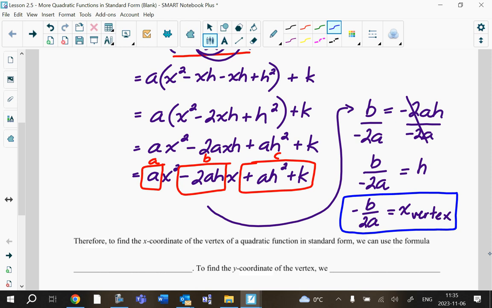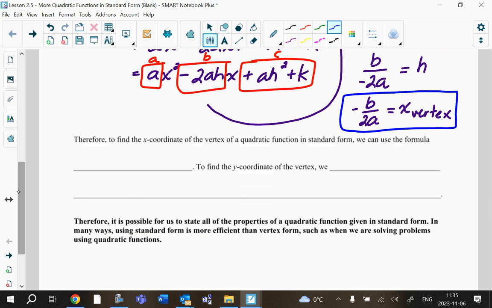So you don't have to complete the square. You can use the formula to find the X, plug the X into the function to find the Y. I'll show you. But this is the important part here. So to find the X coordinate of the vertex, because remember, the vertex is the most important part of a quadratic function, we use the formula X vertex equals negative whatever the value of B is, divided by 2 times whatever the value of A is.